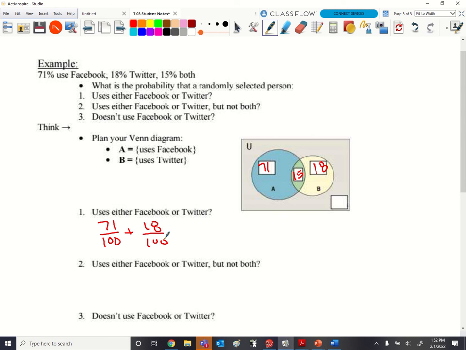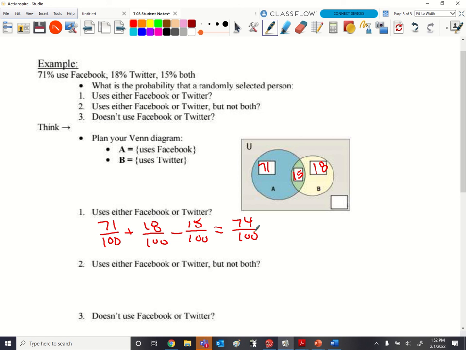18 over 100. Now, do we have overlap? Do we have an intersection of both those? If there is overlap, then I need to subtract that. I need to subtract how many are overlapping there or are in both groups. So I would subtract 15 over 100, which is going to give me a grand total of 74 out of 100. So 74% use either Facebook or Twitter.